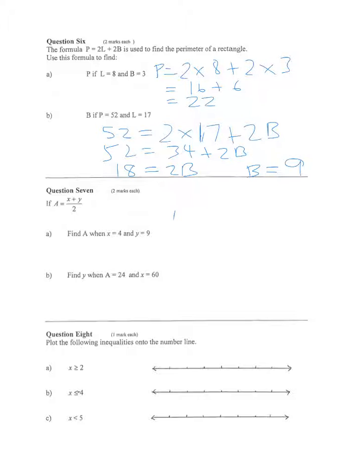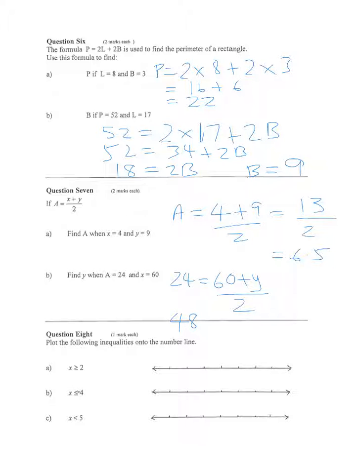Okay, A equals x plus y, so 4 plus 9 all over 2. 4 plus 9 is 13 over 2, which gives us 6.5. Or you can leave it as 13 over 2. Alright. A is 24. X is 60 plus y over 2. We need to find y, so we times by 2 both sides, and we get 48 equals 60 plus y. We take away 60 from both sides, and we get y equals negative 12.